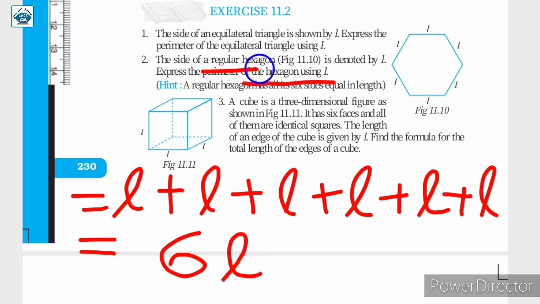Now this is a regular hexagon. As you can see, question number 2 is similar to question number 1, and since we have already discussed this question, you need to write the solution of this question on your own and write it in your notebook.